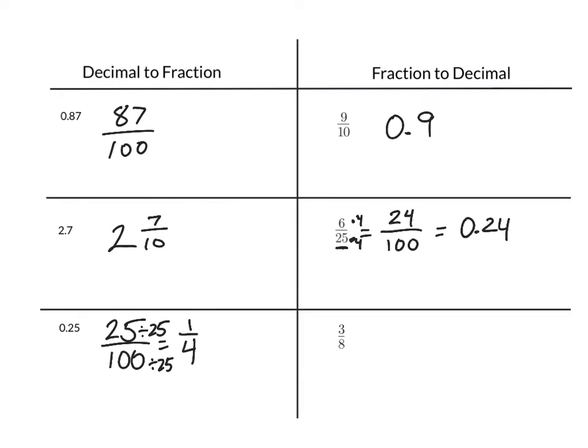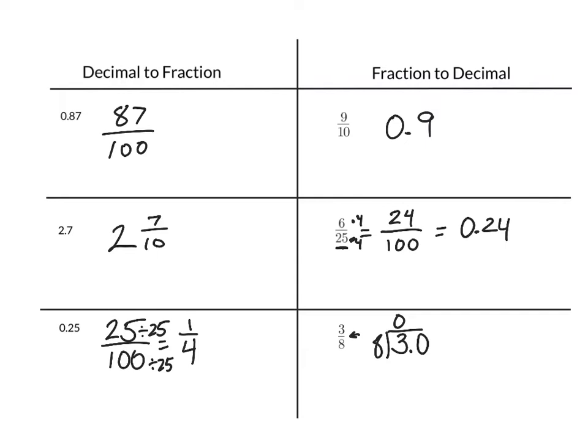Okay, 3/8 not quite as simple. We might not automatically know that we can multiply 8 times something to actually get 1,000. So instead, I'm going to show you a foolproof way to always change a fraction into a decimal, and that's by division. Okay, remember, fraction bars mean division. So I'm going to do 3 divided by 8, because I always do the top number divided by the bottom number, numerator divided by denominator. Okay, 8 is not going into 3 evenly, so I'm going to put a 0 right there.